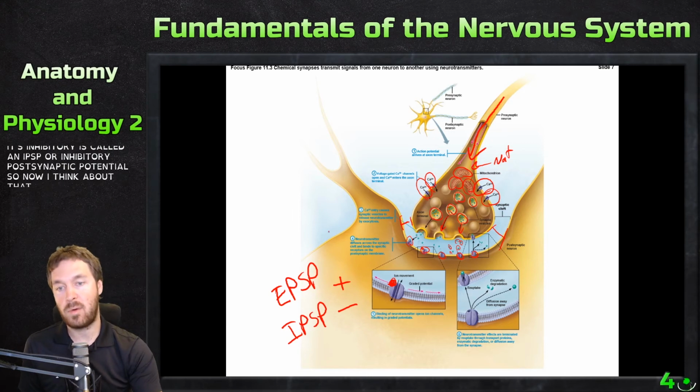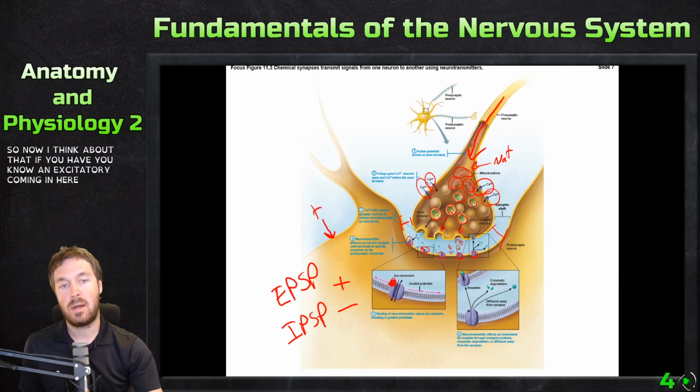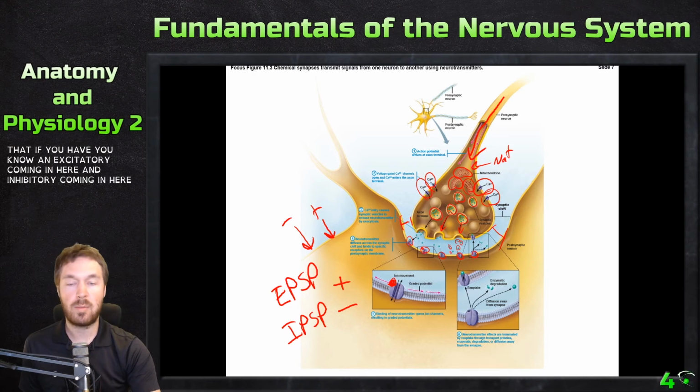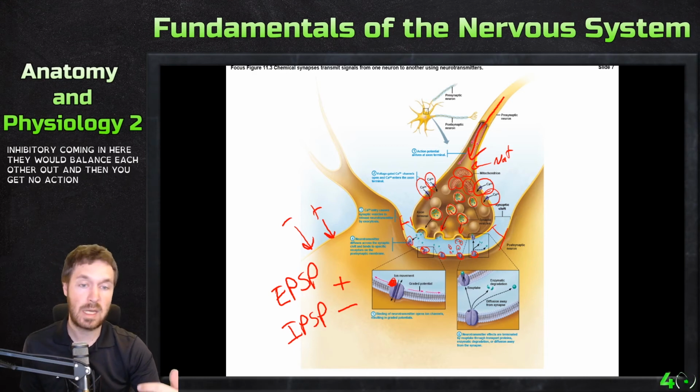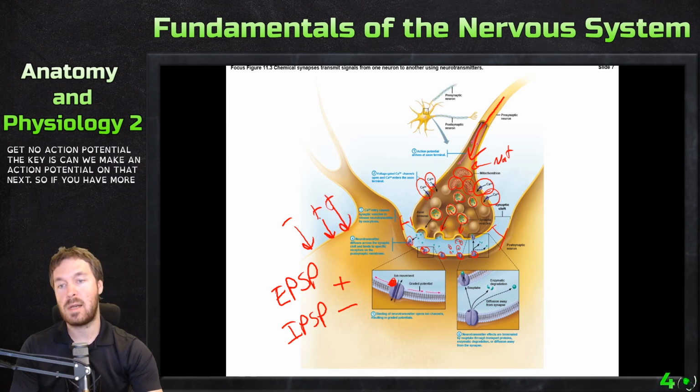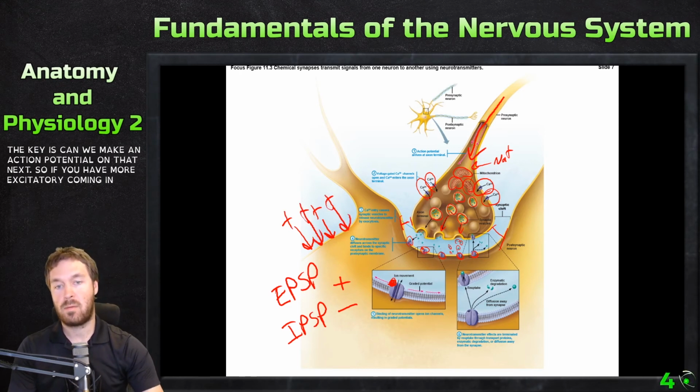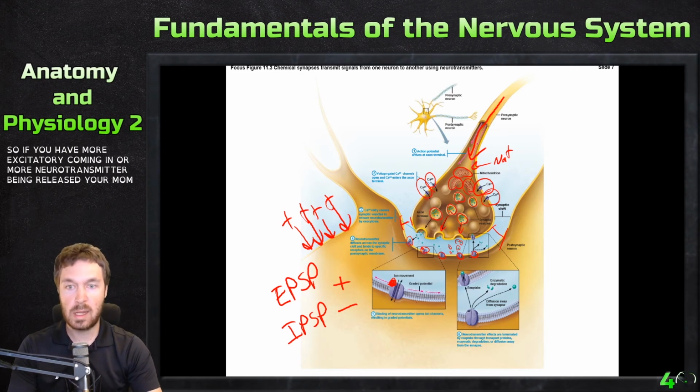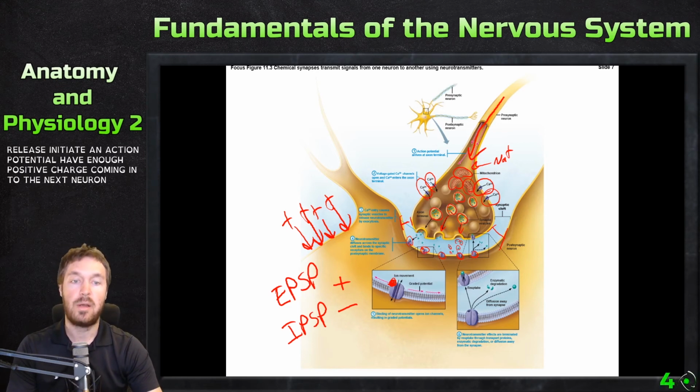So now think about that. If you have an excitatory coming in here and an inhibitory coming in here, they would balance each other out, and then you get no action potential. The key is, can we make an action potential on that next neuron? So if you have more excitatory coming in or more neurotransmitter being released, you're more than likely to initiate an action potential and have enough positive charge coming into that next neuron. So neurotransmitters can be either excitatory or inhibitory, based on the receptor they bind to and how that receptor changes the potential of the postsynaptic neuron.